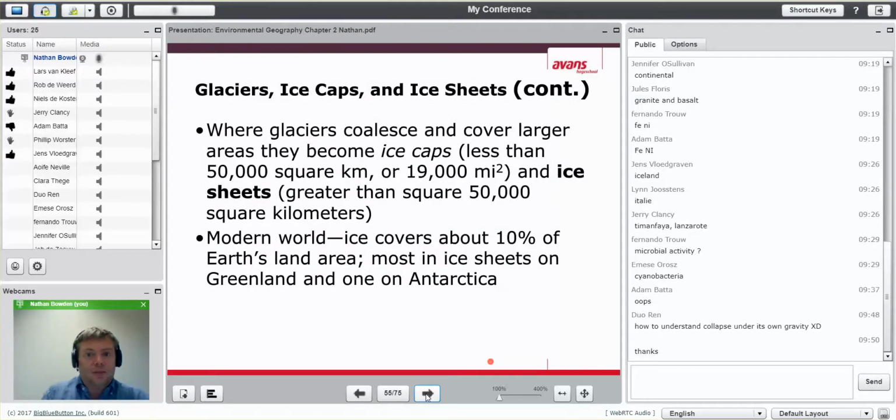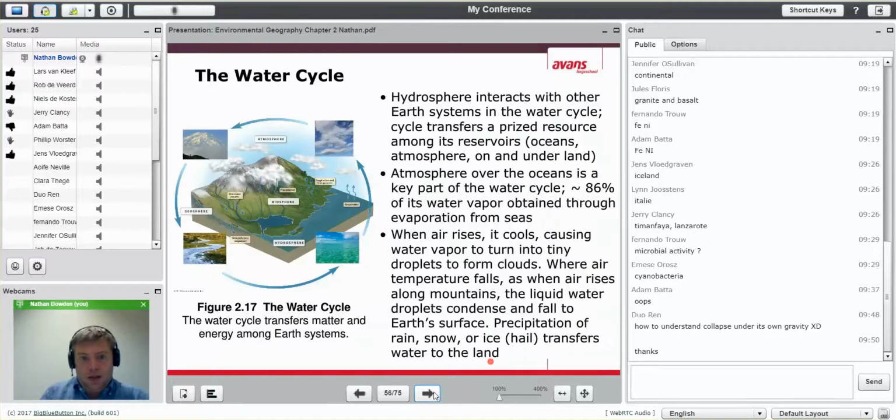Glaciers coalesce and become much larger, and these are called ice caps. They're up to 50,000 square kilometers, and ice sheets are greater than 50,000 square kilometers. In the modern world, ice covers about 10% of the Earth's land area, mostly as ice sheets in Greenland or in Antarctica, but as most people know, these are degrading.